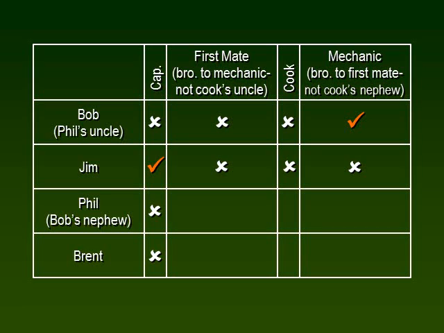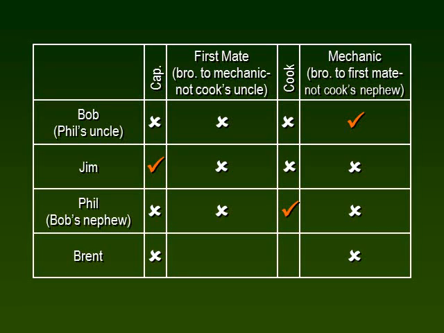So since he's a brother, he's not the cook's uncle, right? So that means if he's not the cook's uncle, then that means what? Phil can't be the cook. Oh, right. If Bob is the mechanic, then nobody else is the mechanic. So we can X all of those out. And I just said that means he's the brother to the mechanic, not the cook's uncle. So that means the only place left is that he's the cook's uncle, which means he's Phil. You know, we know he's Phil's uncle.